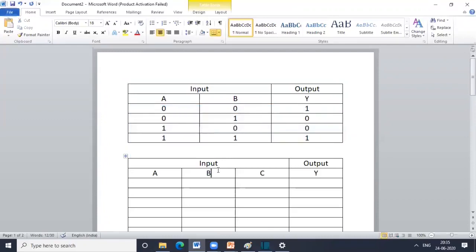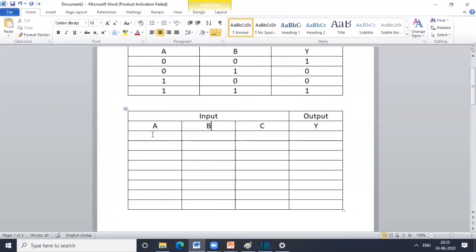Then suppose we have some digital circuit which is taking 3 inputs. In that case, our truth table will take a form something like this. There will be 3 inputs, A, B, C, and one output. First of all, you have to write all input combinations. As here we have 3 digital inputs, how many combinations are possible? Yes, it is 2 raised to 3, that is 8. So first of all, you have to write all these 8 combinations, and you should be able to write them properly.